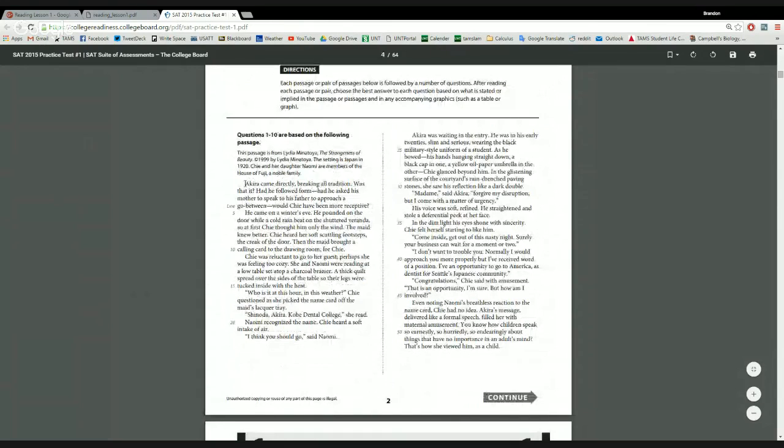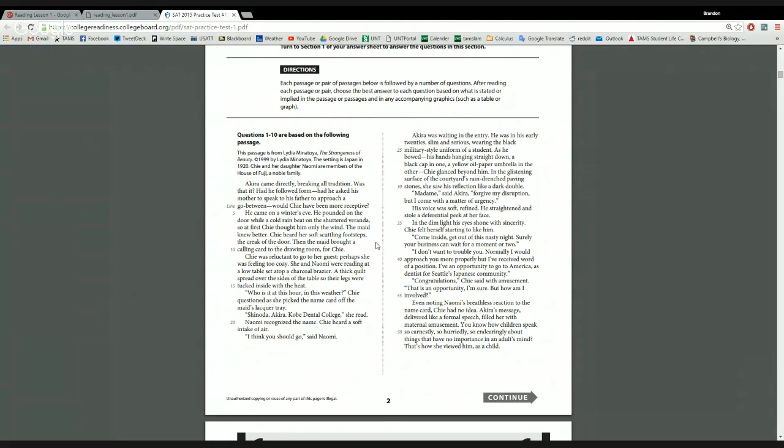So first paragraph would be this. You can go ahead and read that. Akira came directly, breaking all tradition. Was that it? Had he found form? Had he asked his mother to speak to his father to approach a go-between? Would she have been more receptive?